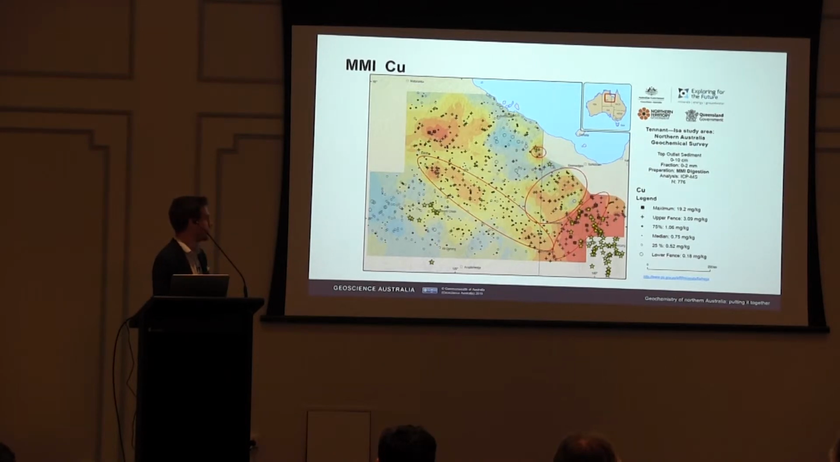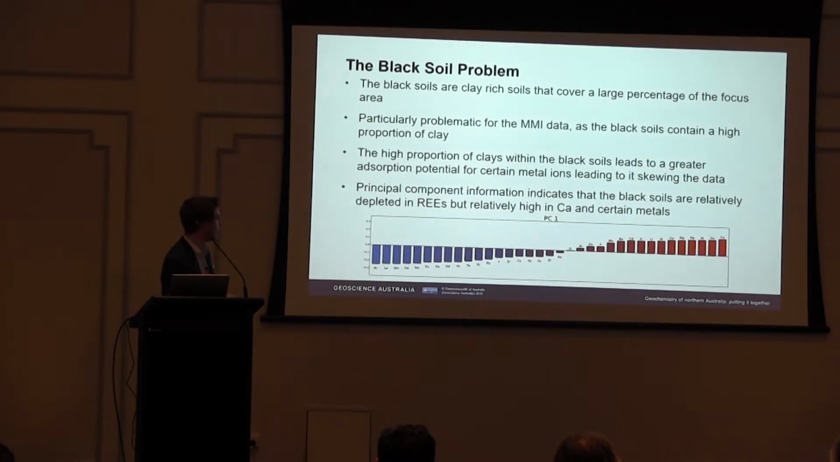This is what we call the black soil plains. And it's really problematic, especially for MMI data, but for all the other digestions as well. So what we're seeing here is a really smectitic clay that's swelling and has a high adsorption potential for our metals. So as we go in on this regional scale, we've got this huge area with a large adsorption potential versus areas that are more desert-like or more sand-rich, which have a lower adsorption potential. So when we look at the data over a regional scale, what we're going to see is these black soils just producing high values and swamping out anything else that would potentially be there.